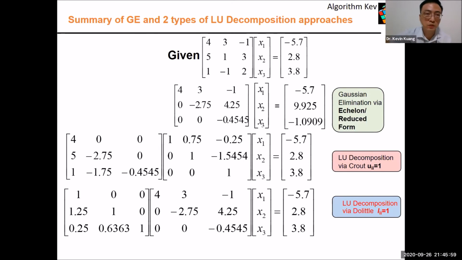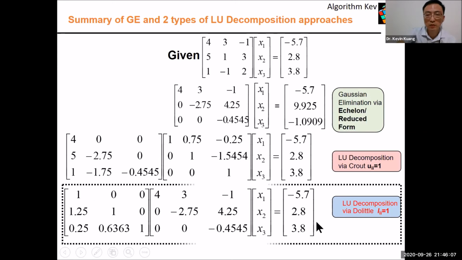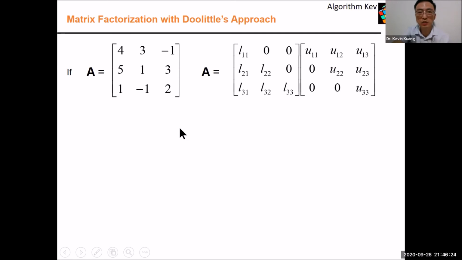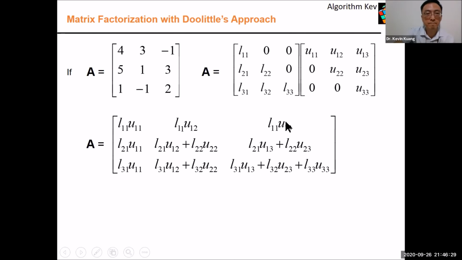Now this slide shows you the summary of the Gaussian elimination and the 2 types of LU decomposition. We're going to look at the LU decomposition via Doolittle in this next segment. Now, let's say we're given a matrix A. As before, we would like to decompose it into matrices L and U. It looks like this, L and U, as before. When we do a matrix multiplication, you will get the 3 by 3 matrix. So nothing has changed compared to the Crout's method.